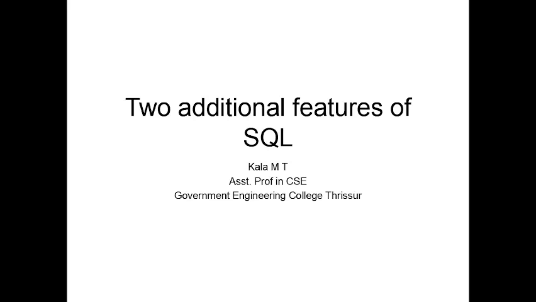Hello, today we are going to discuss two additional features of SQL, that is assertions and triggers. In the last classes we were discussing how different constraints can be specified in SQL, like referential integrity or unique key constraints, etc. And for all these constraints, we were able to specify them using the built-in relational model constraints itself.